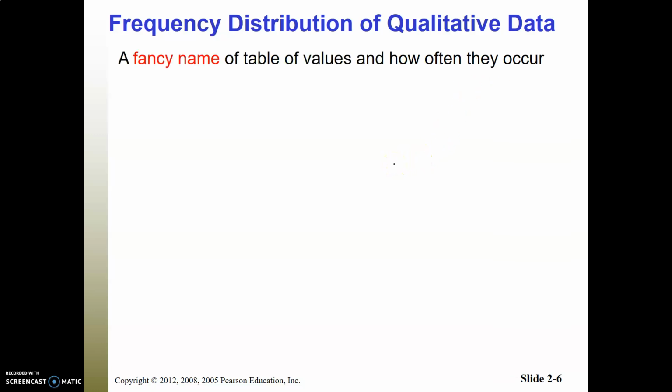Frequency distribution for qualitative data. Now this name seems very horrible, like a very big name, but the idea is very simple. What is a frequency distribution? It's just a fancy name for a table. It's nothing but a table of values. And what type of table? A table of values and how often a value is repeated, how often a value occurs. In statistics, how many times a value occurs is its frequency, right? So a frequency distribution is nothing but a table of values and how often a value occurs.